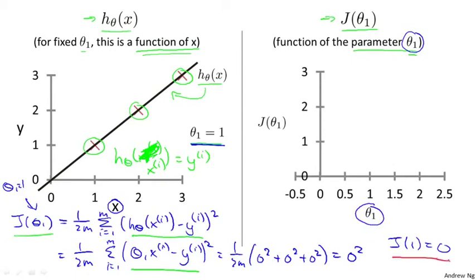So I have j of 1 is equal to 0. So let's go ahead and plot that. Going to end up with an x over there. Now let's look at some other examples.